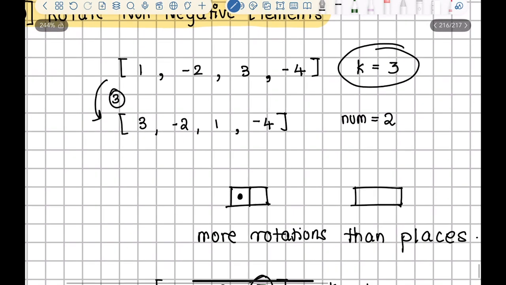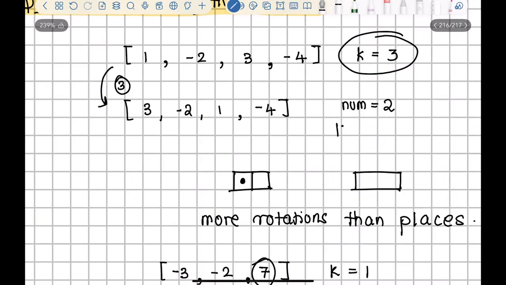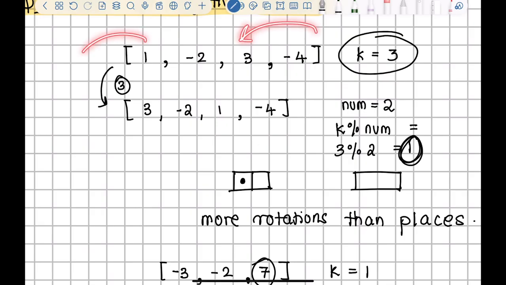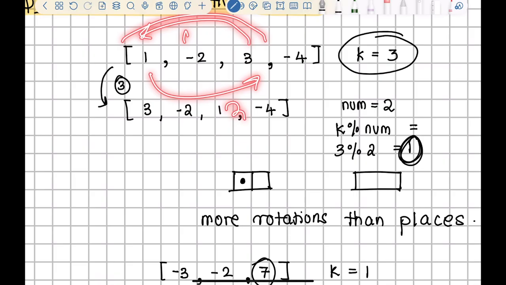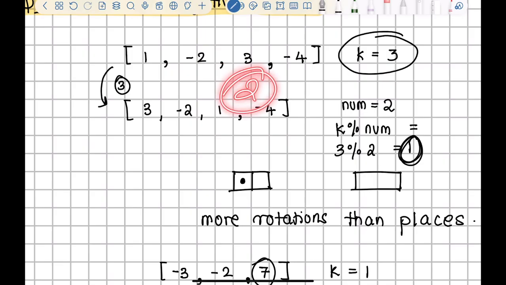rotate k times. So essentially I will be rotating k mod num times, right? So what is 3 mod 2 is equal to 1, right? So this is the number of times that we have to rotate, because there is no point doing the same work again and again, right? So this, from here it came here, from here it came here, then again it came here, right? There is just no point. This was 1, this was 2, and this was 3. It again came back here, right?